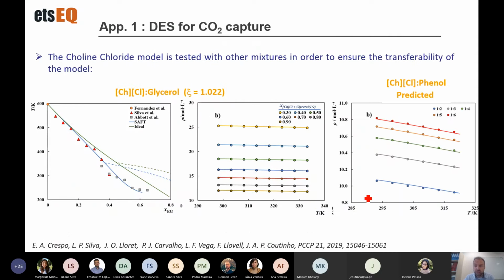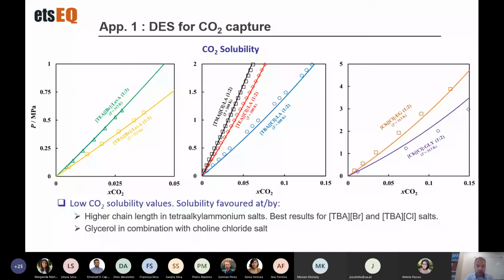Emmanuel also tried other systems, such as choline chloride phenol, which was a prediction where no binary parameters were used, and choline chloride glycerol, where a binary parameter chi equal to 1.022 was used. The results were very satisfactory. Okay, once we have that, this is something that was done in the past.